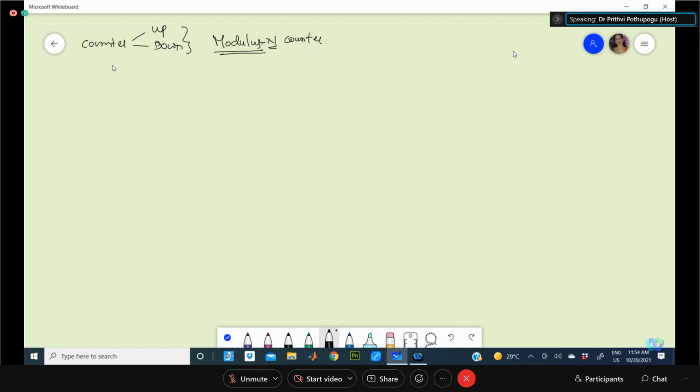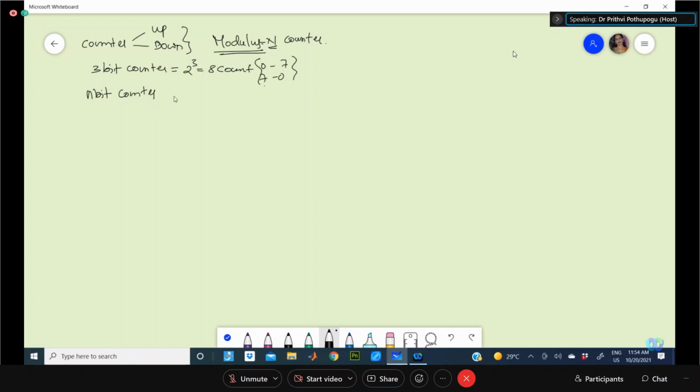Full count means, say a 3-bit counter is taken. What is the full count? 2 power 3 means 8 counts you can do. If your counter counts 8 counts, like 0 to 7 or 7 to 0, it is full count. Using any n-bit counter, any counter you can take, if the count is not a full count, we don't do the complete count. In between we want to stop.